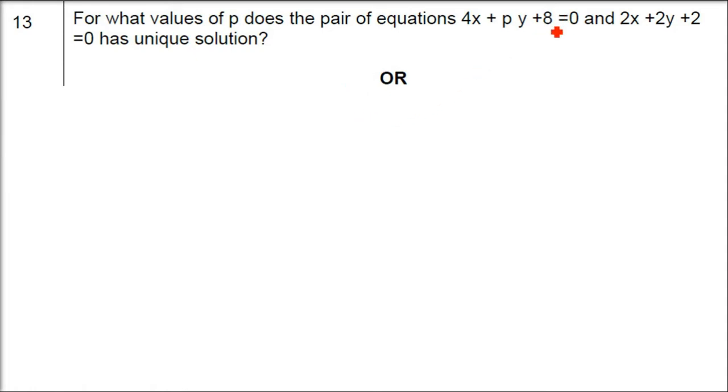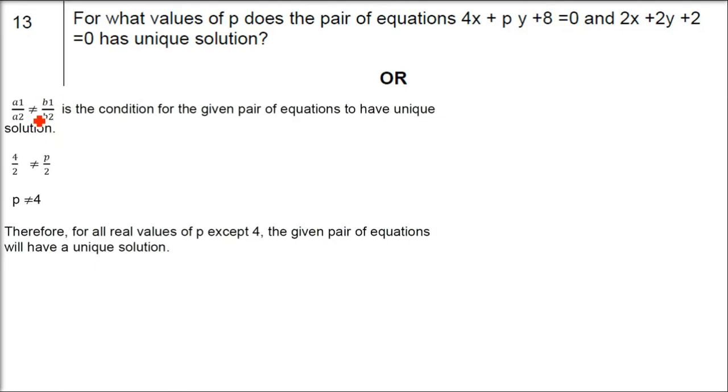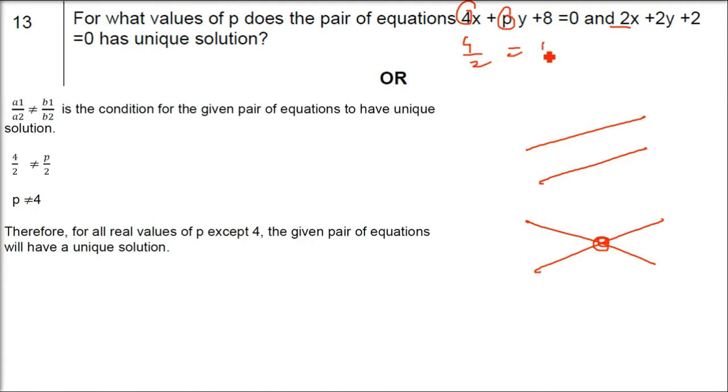You'll understand more. For what value of P does the pair of equations have a unique solution? Unique solution means we have already seen this type of discussion. A1 by A2 not equal to B1 by B2, then only you have a unique solution. That means these two lines are intersecting. If you have parallel lines, you won't get any solution. If you have two lines which are exactly similar, you won't get a unique solution because it will be infinite solutions. Only when the two lines are intersecting are you going to get a proper solution. So A1 by A2 should not be equal to B1 by B2.